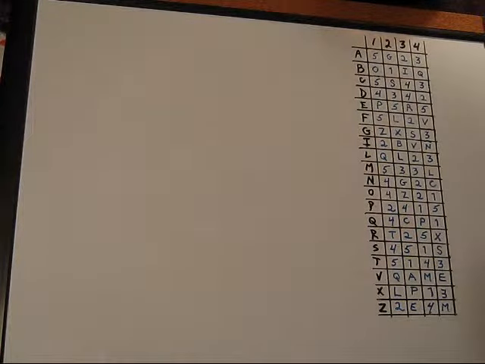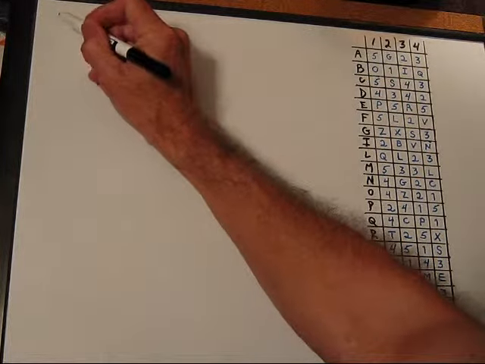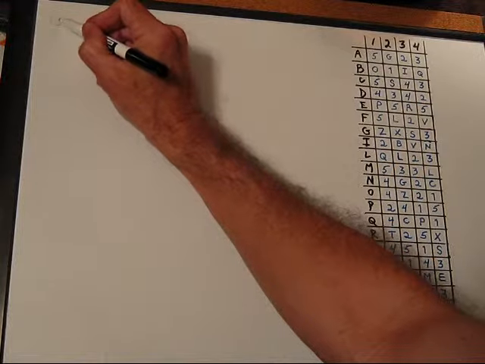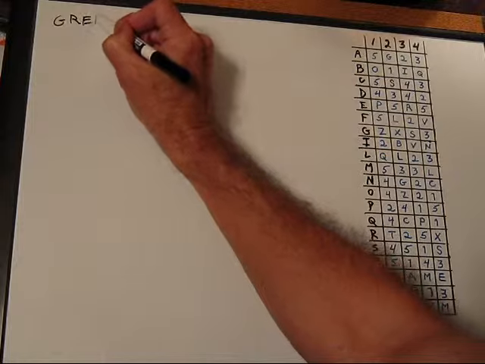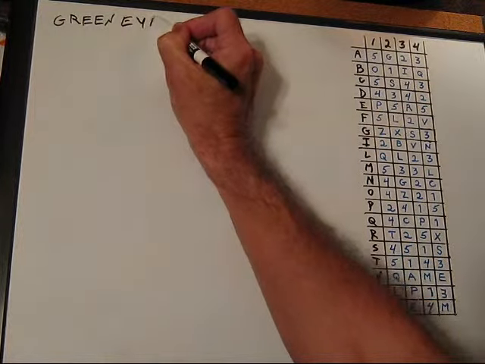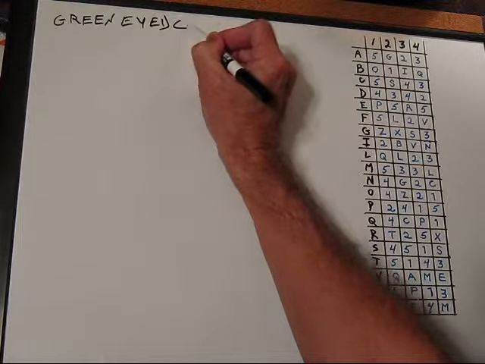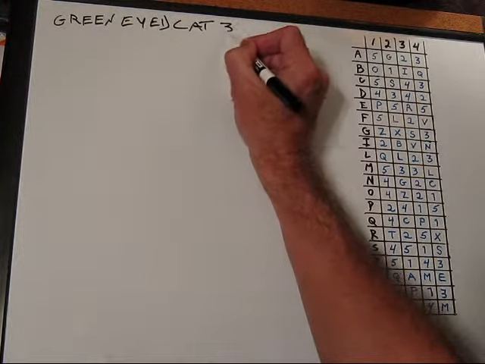Okay, let's try another example with method 2 for the Alberti cipher with advanced rotations. Let's start with a password called green-eyed cat. And we'll add a number on the end of it. Let's use 33.